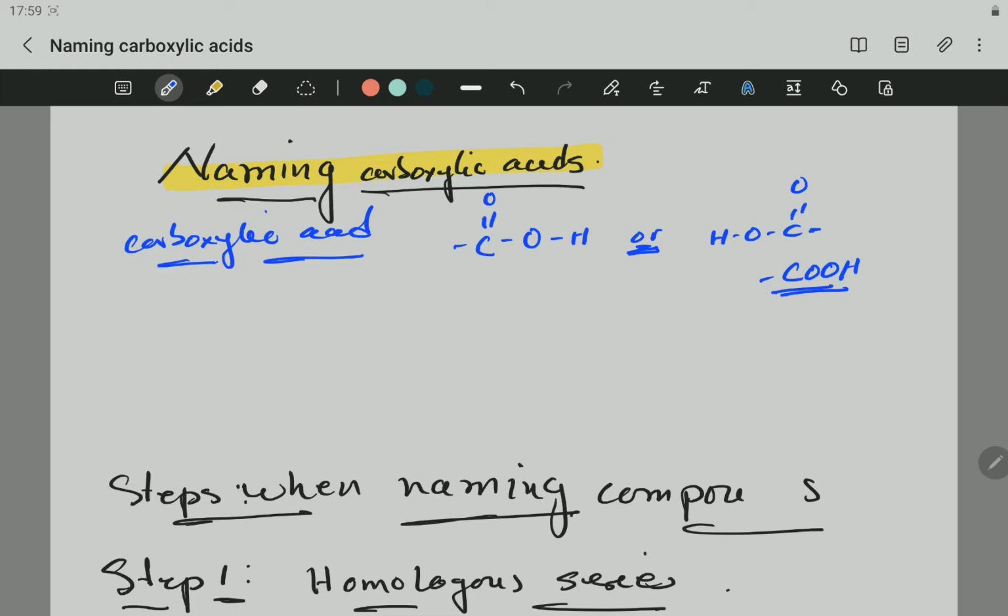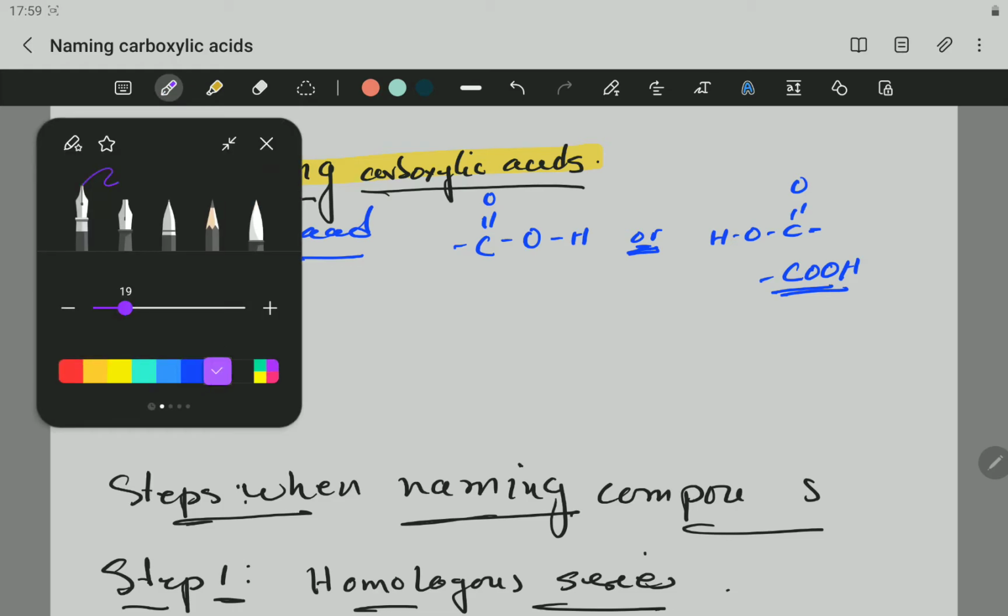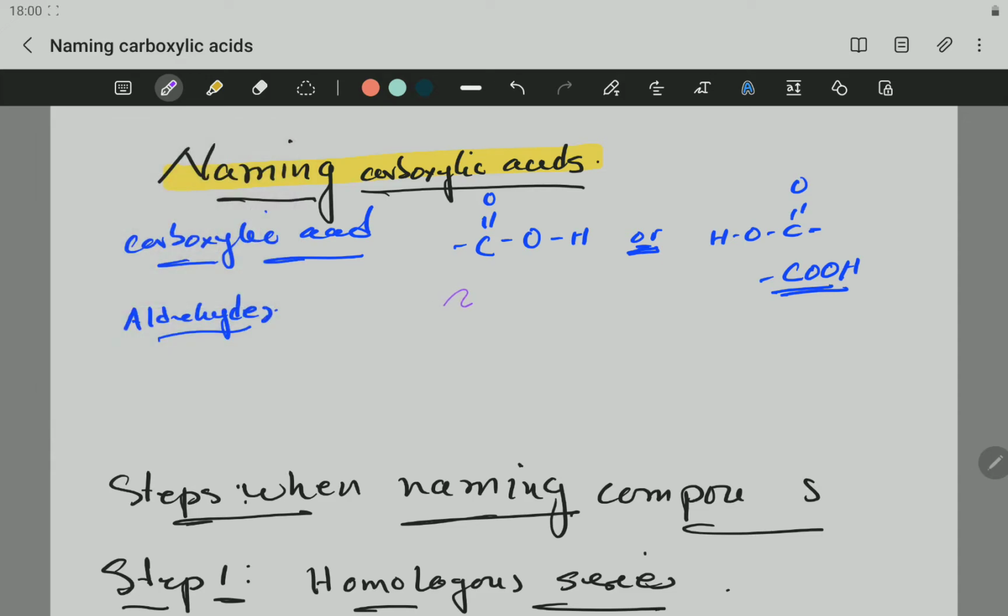Now, I want to emphasize that the aldehyde functional group is very much similar to the functional group of carboxylic acid, so you must be careful. Don't get confused. You can see it's a carbon double bonded with oxygen, but here instead of another oxygen there is a hydrogen. So this is the functional group of aldehyde, and it's very easy to get confused.